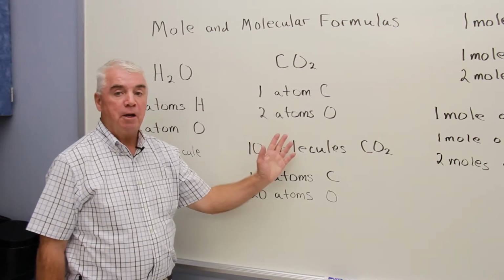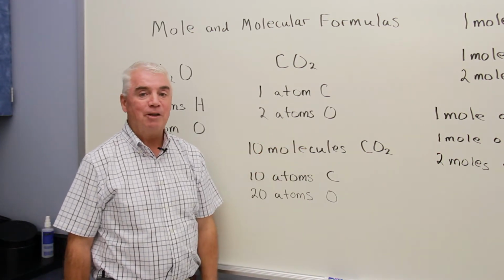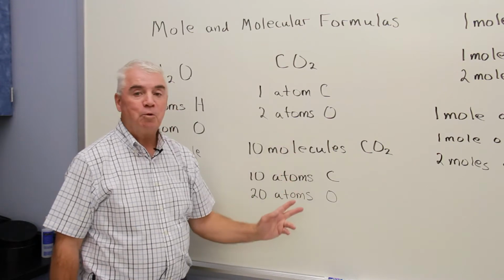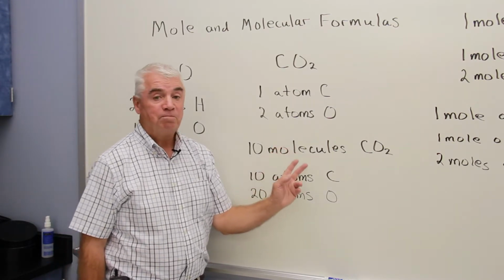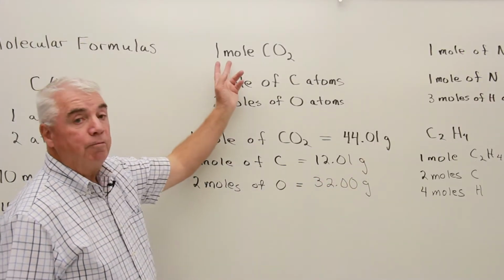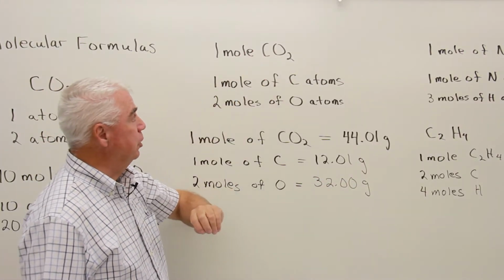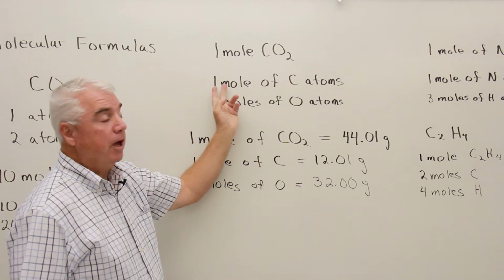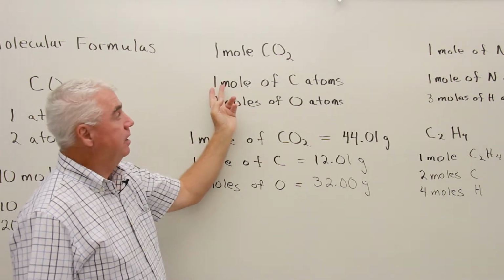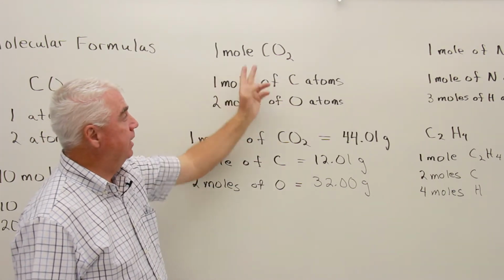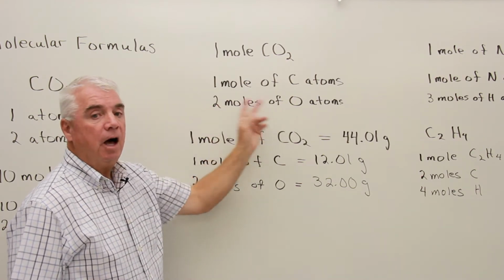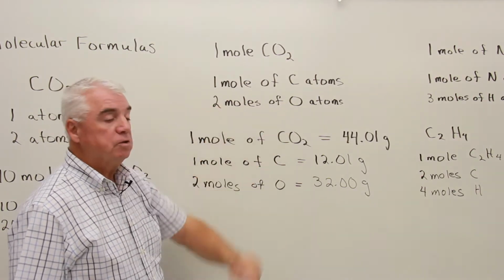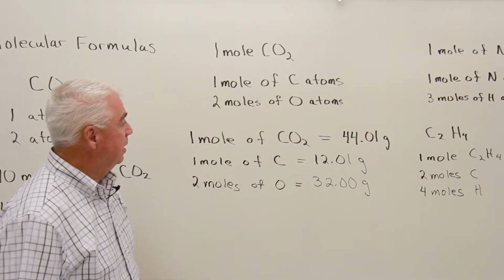And we chose that number, 6.02 times 10 to the 23rd, for a special reason, because that's the number of molecules in a mole. So if we had 1 mole of CO2, we could say that we've got that same number of atoms of C, that is 1 mole of C atoms, and twice as many oxygen atoms, 2 moles of oxygen atoms.